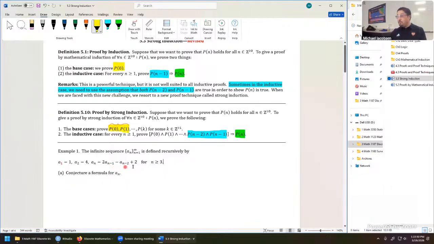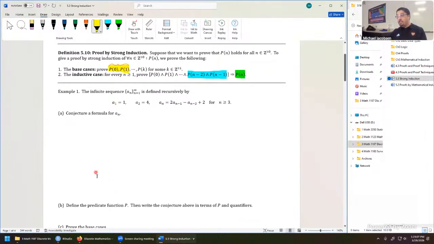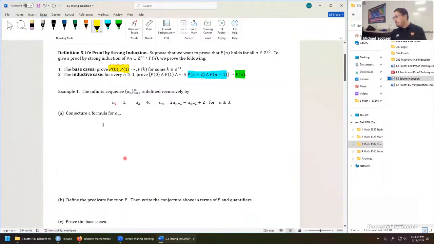This recursive definition holds for n greater than or equal to 3. Okay, so that's what we're trying to prove so far. But first, we're not trying to prove this. First, we're coming up with the formula for a sub n. We're going to come up with the formula, a conjectured formula, an educated guess. Then we'll prove that the formula is true by strong induction in the next parts.